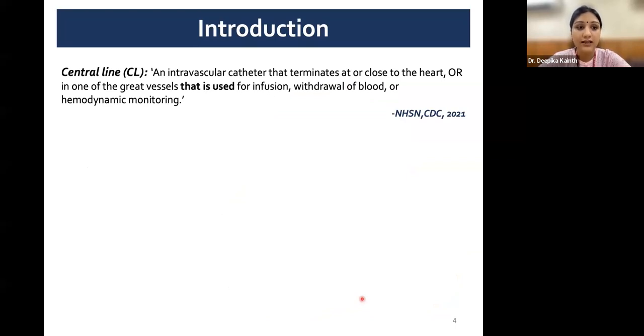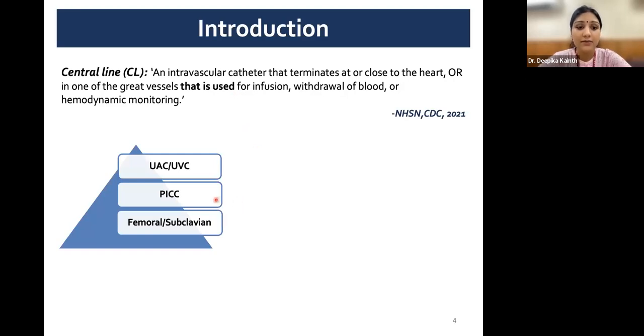It is very important that a line should be used for infusion, as I have highlighted here, for withdrawal of blood, and for hemodynamic monitoring. Lines like pacemaker wires or transducers, where nothing is infused, are not considered a central line. Routinely we see umbilical catheters, be it arterial or venous, PICC line, which is a peripherally inserted central catheter, and femoral or subclavian central catheters, which we are routinely inserting in our NICUs. These are all examples of central lines, and the discussion beyond here will be according to these lines.